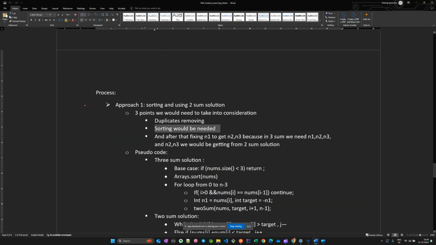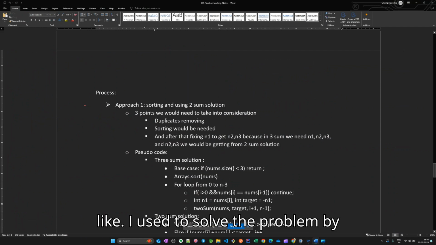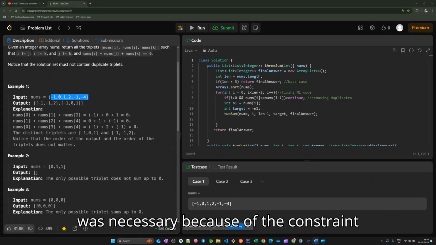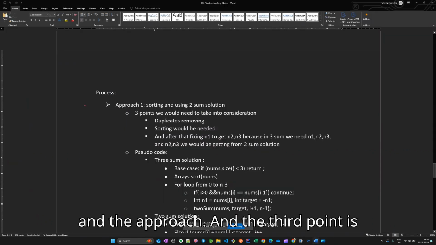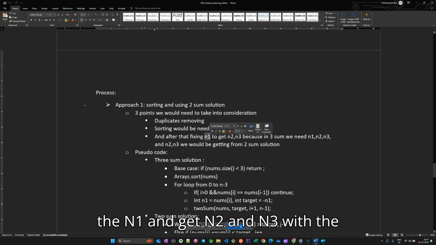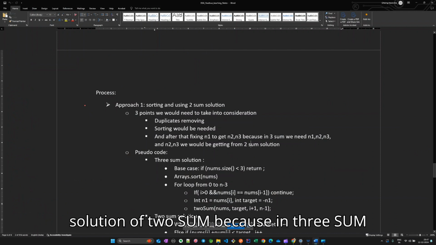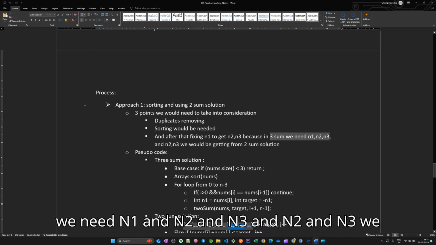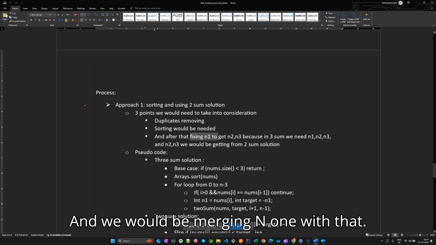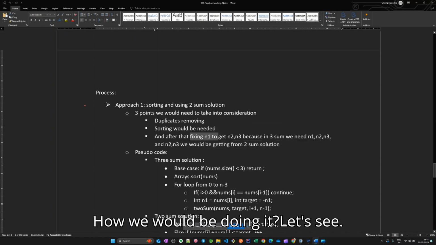Like I used to solve problems, I check what points need to be considered while approaching the solution. These two points were necessary because of the constraint and the approach. The third point is that we have to fix n1 and get n2 and n3 with the solution of two sum, because in three sum we need n1, n2 and n3. We would get n2 and n3 from the two sum solution, and merge n1 with that. How we would be doing it? Let's see.